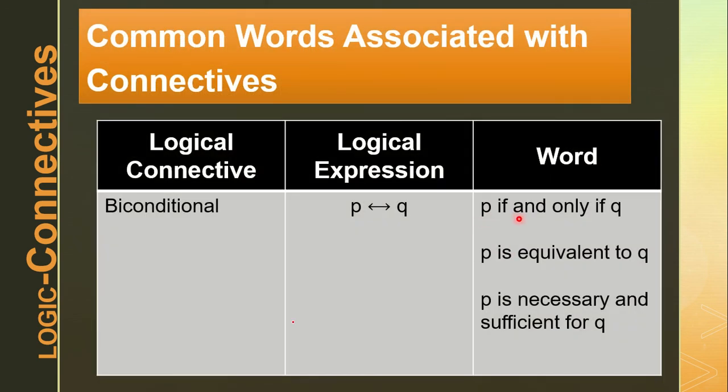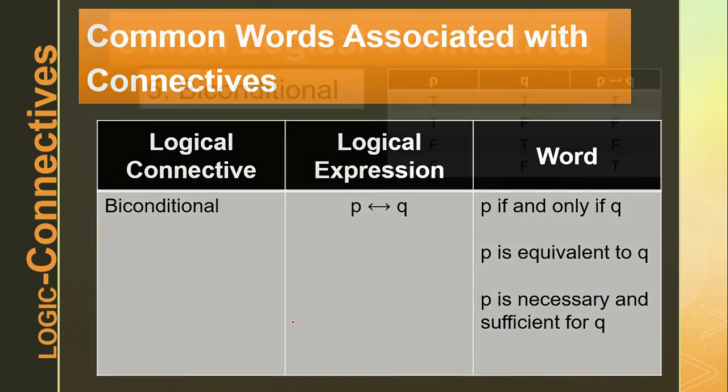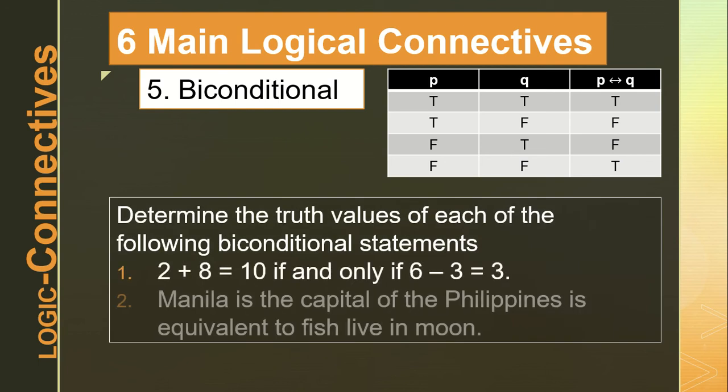Associated words or phrases: if and only if, P is equivalent to Q, P is necessary and sufficient for Q. Examples. Determine the truth value of each of the following biconditional statements. 2 plus 8 is equal to 10 if and only if 6 minus 3 is equal to 3. So you take note of the table.